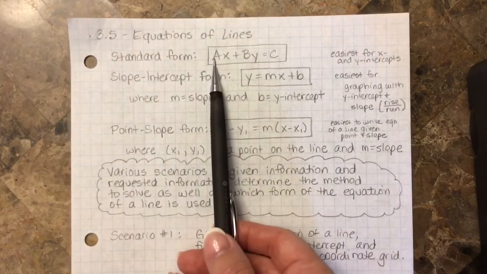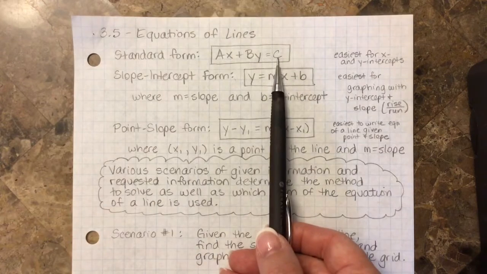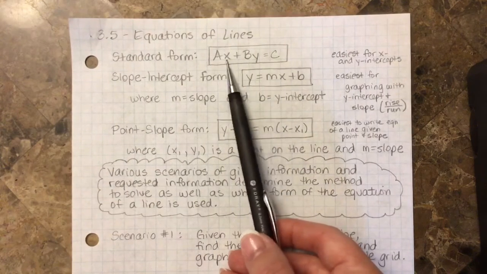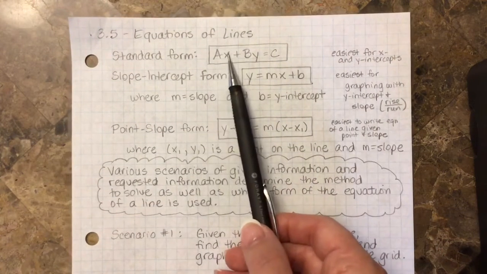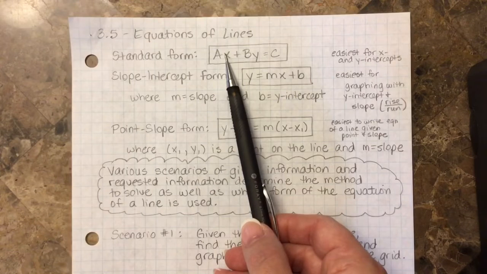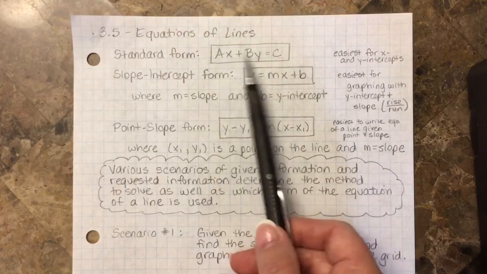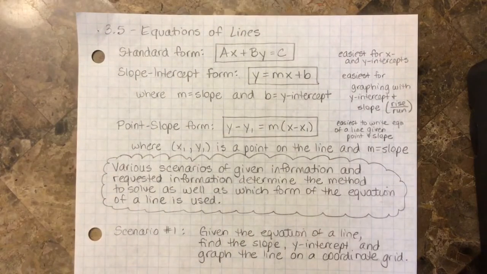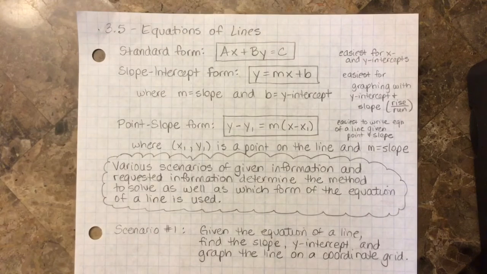The first one's called the standard form of a line, and it has an x term, a y term, and then some constant. This is usually the easiest form if you want to find your x-intercept or your y-intercept. If there's an x-intercept, that's where it crosses the x-axis, then the y value is 0, and so it becomes pretty easy to solve for x. So you can find that point. Same thing with y: x is 0, and you can solve for the y point.